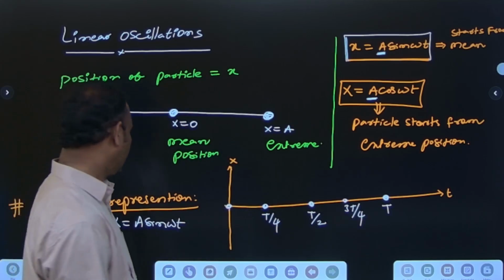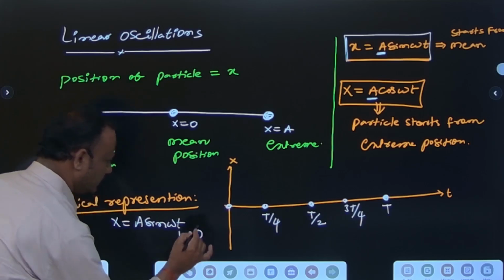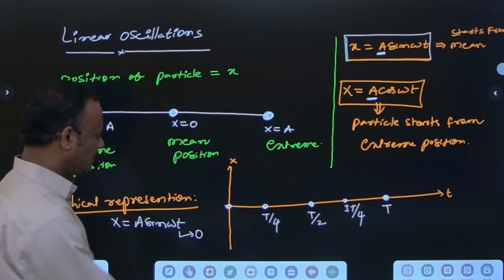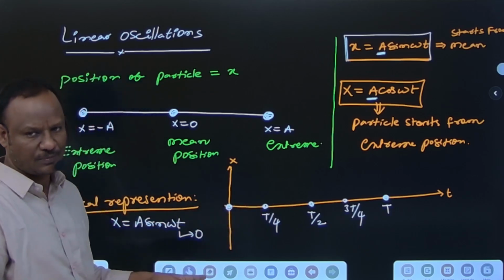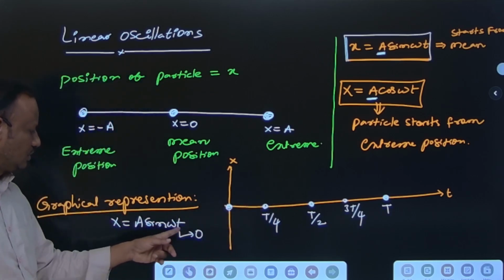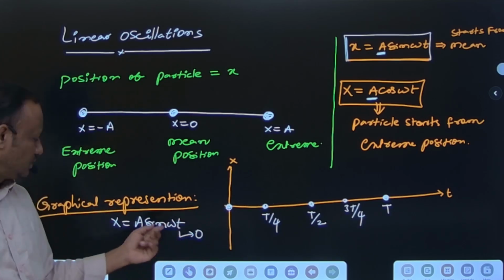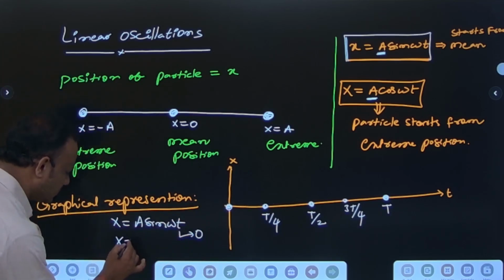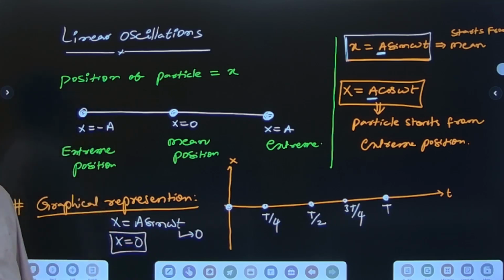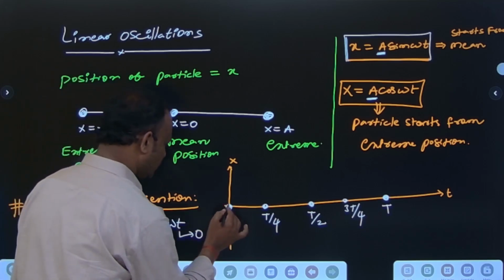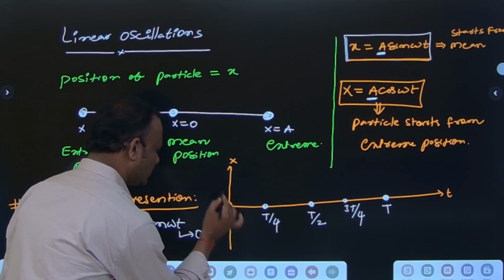Okay, so in this equation, if I substitute t equal to 0, where do you get the position? Omega into 0, sin 0. Sin 0 value is 0. 0 into something is 0. So x is equal to 0. x equal to 0 means this point only. This is the point.